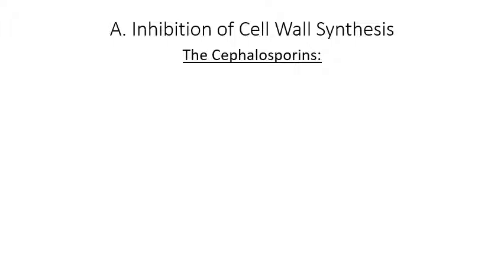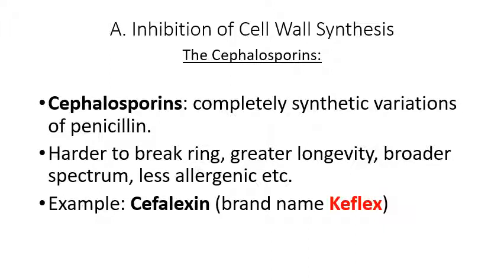Okay, so the cephalosporins are the artificial versions of penicillin. So they're not modified natural versions. The last two slides I showed you were of the natural penicillins. These are the artificial penicillins, the cephalosporins. The cephalosporins are completely synthetic versions of penicillin. It turns out that these have been built by synthetic chemists, and it's harder to break the beta-lactam ring. They have greater longevity. They are less allergenic, so they cause anaphylaxis less.